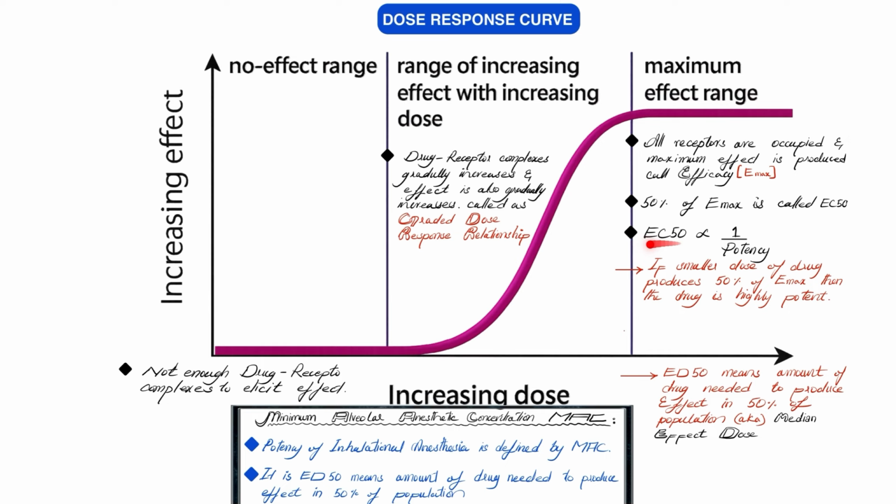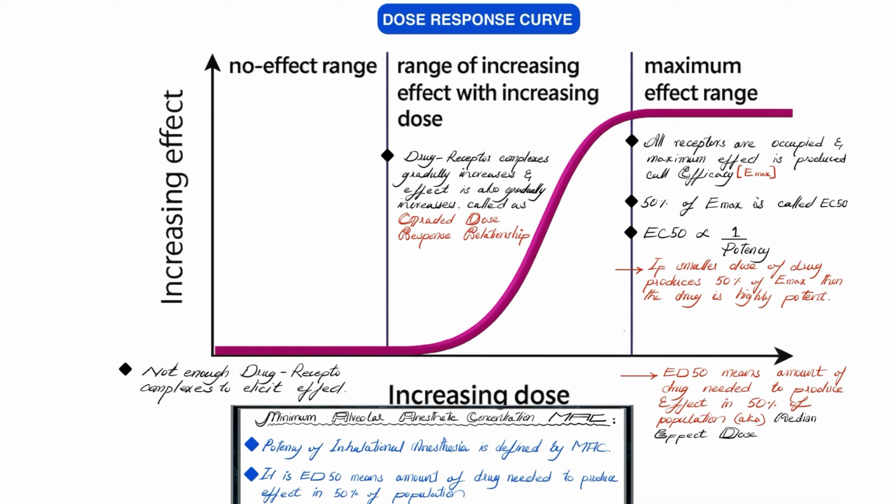And EC50 is inversely proportional to potency. A drug which is highly potent will have a low EC50, and a drug which has low potency will have a high EC50. It means if a smaller dose of the drug produces 50% of Emax, then the drug is highly potent.